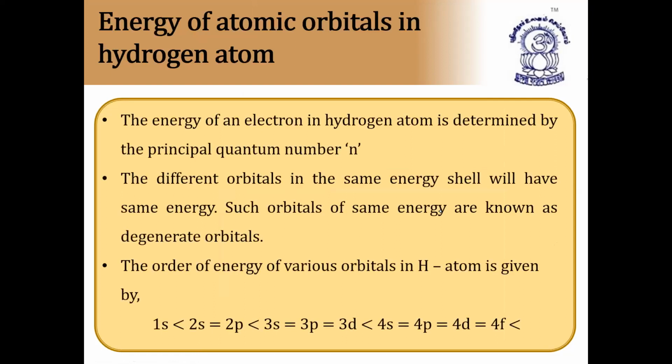So, energy of atomic orbitals in hydrogen atom. Energy levels are very, very important. From these energy levels only we can write electronic configuration. If you know the energy levels, you know how many electrons each energy level can hold. So if you know the energy levels, we can write the electronic configuration of an element.